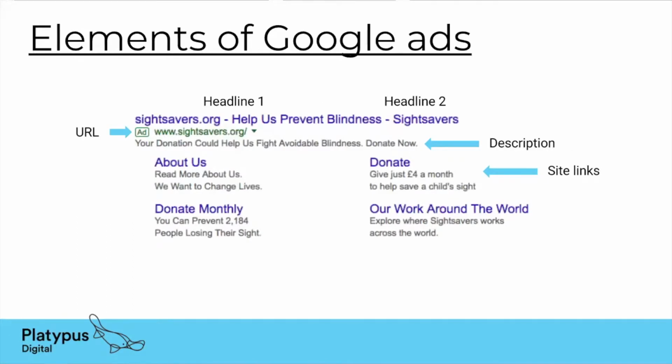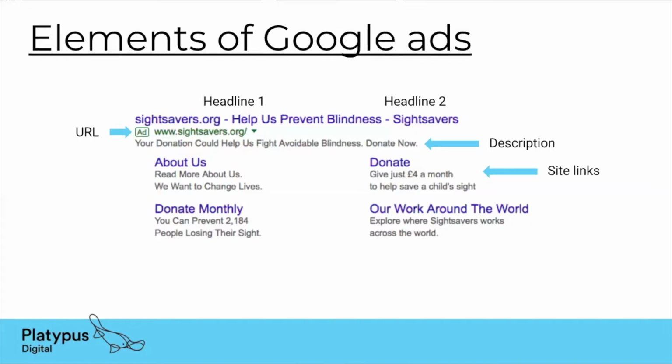So here are elements of the Google ads that you might typically see. There are 4 or 5 main elements to it. You've got the first headline there. This is an ad for a charity called Sightsavers. The first headline is simply the first bit of text that appears in large blue text on Google search results pages. The second part of the headline, headline 2, appears at the second half of that top headline.